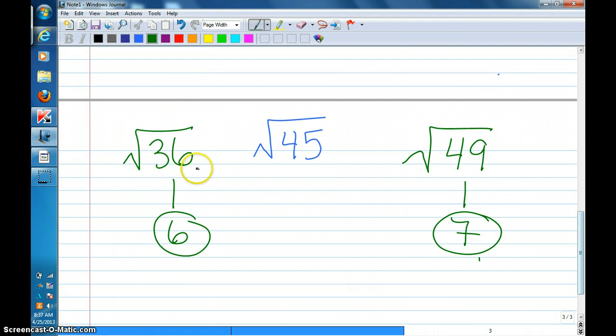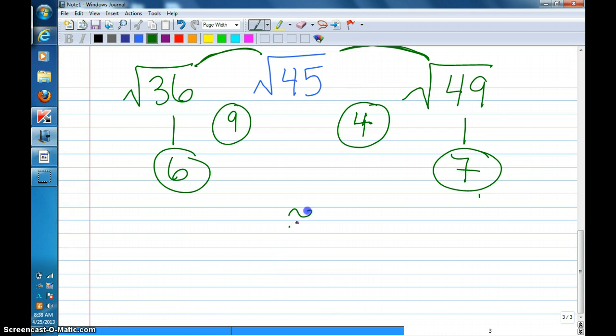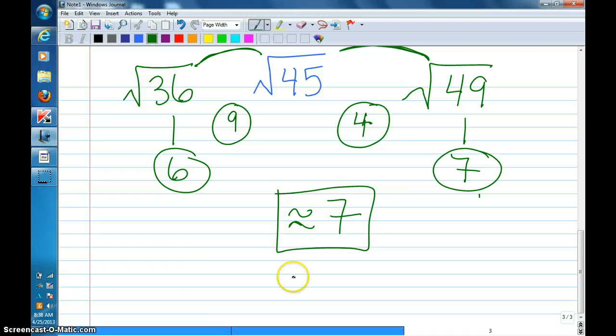Now I want to look at, is this closer to 36 or is this closer to 49? Well, this is only 4 away, and this is 9 away. So we would say 45 is about 7, because it's closer to that. It's not a perfect square, but it's closer to that. If you want to estimate it with a decimal, I would take about 6.8, about 6.7, or you can round it to the nearest whole number.